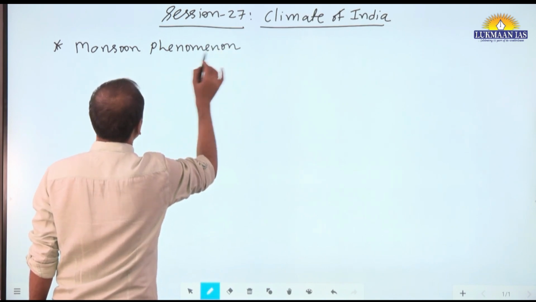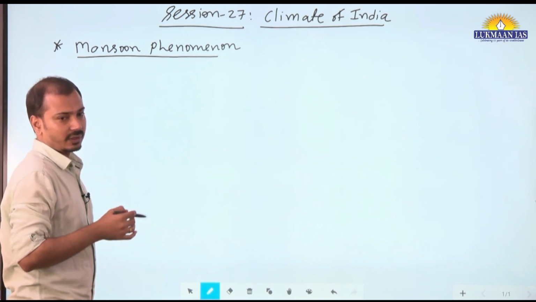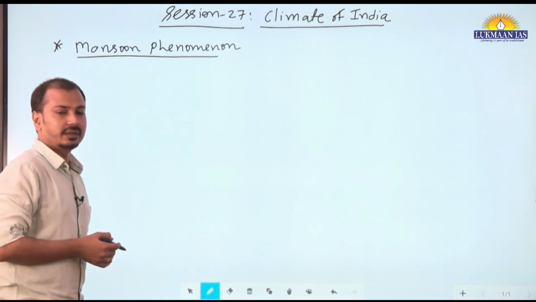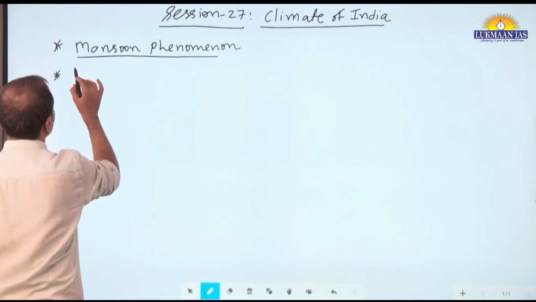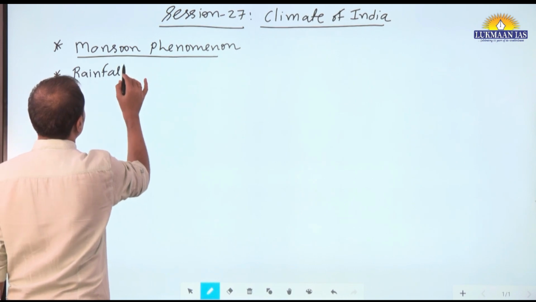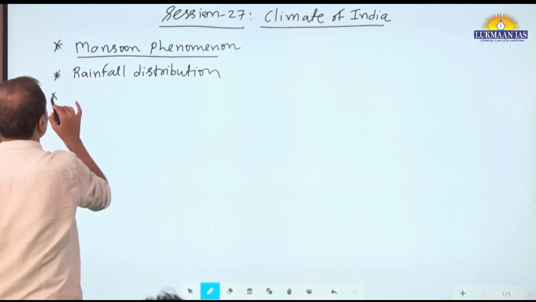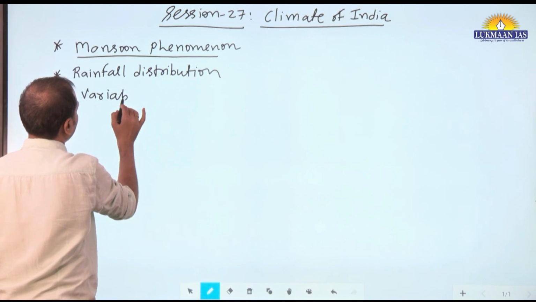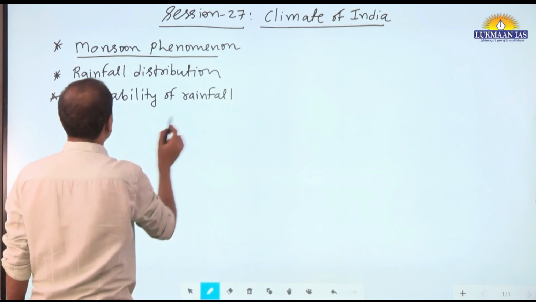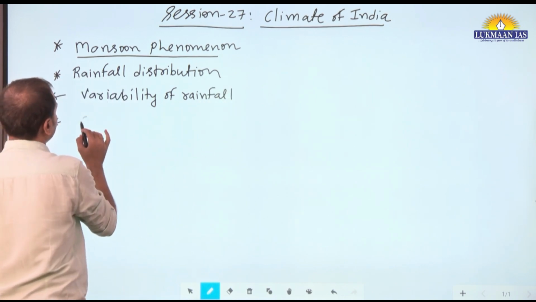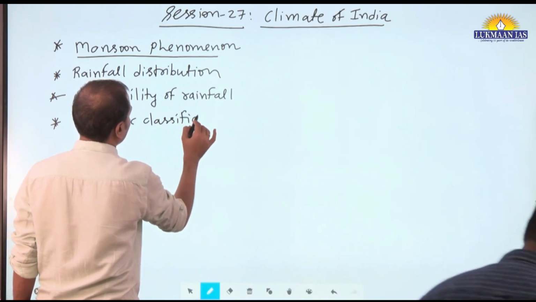first understand the monsoon phenomenon, how it works out, and the different seasons. Then in the country, the amount of rainfall distribution, and the climatic division of India. We will talk about all these things. First of all, the monsoon phenomenon, rainfall distribution, variability of rainfall, climatic classification of India.